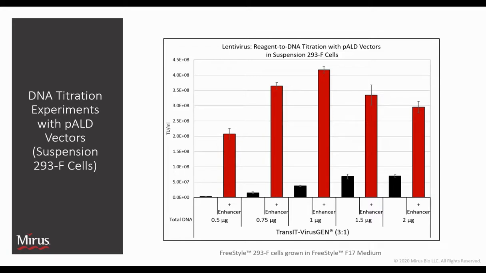However, when adding the LV enhancer post-transfection, the highest titers are achieved when using 0.75 to 1 microgram total DNA per ml. This is another nod toward doing a DNA titration with your final system, as less DNA may be required when all components are optimized.